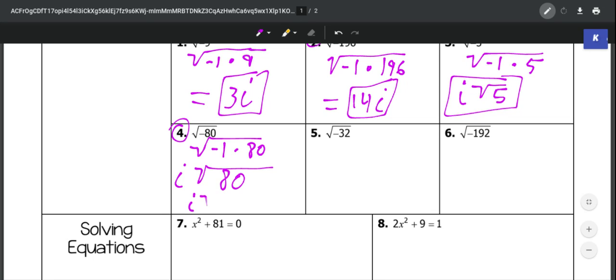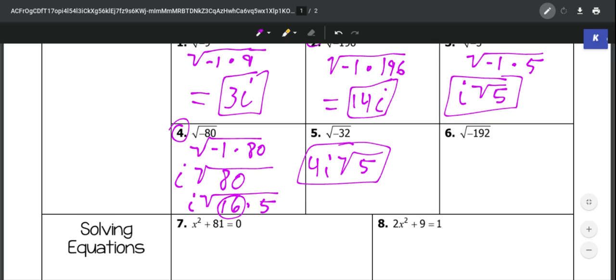So this would break down to i times the square root of 16 times 5, I believe. Yes, because 16 is a perfect square, and that's the highest perfect square we can have in 80. So we can take the square root of 16, which is 4, so 4 would come out of the radical. The i is still on the outside, and what's left would be 5.